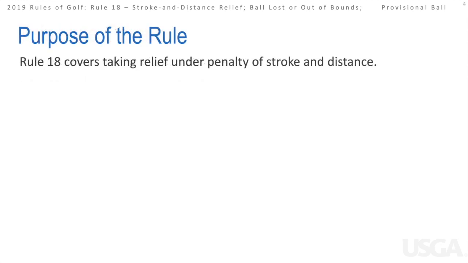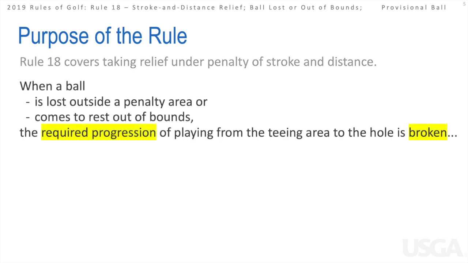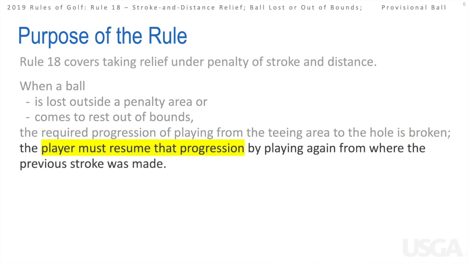So the purpose of this rule is to cover taking relief under penalty of stroke and distance, which is going back to where you previously played from. This happens when a ball is lost outside a penalty area or comes to rest out of bounds, and the required progression of playing from the teeing area to the hole has been broken. So we have to find a way to continue and complete the hole. In order to do that, the player must resume the progression by playing again from where their previous stroke was made.